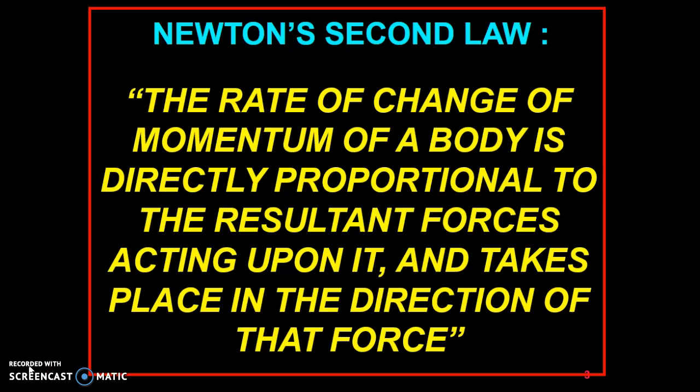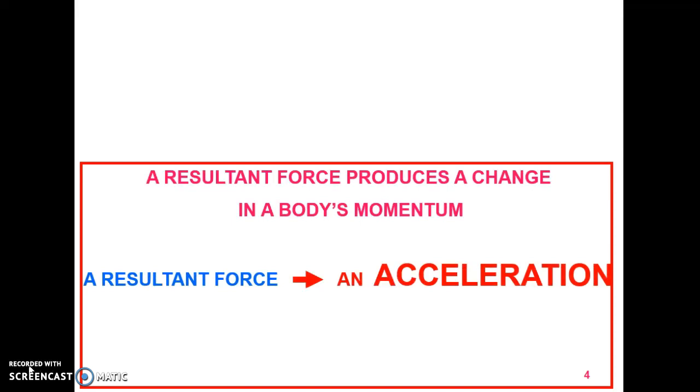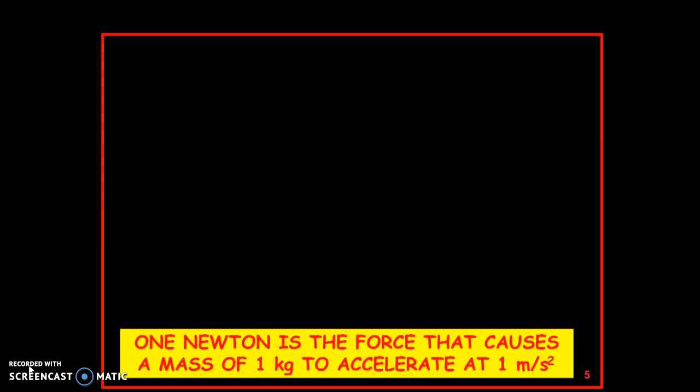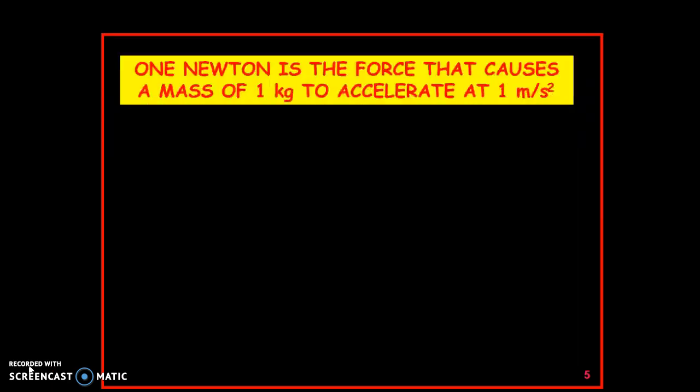It can also be said that the direction of the object's acceleration is the same as the direction of the resultant force on the object. So the resultant force produces a change in the body's momentum, which produces an acceleration. So if the body is at rest, it will move if there's a resultant force, and if it's already in motion, it will either accelerate or decelerate depending on the direction of the resultant force.